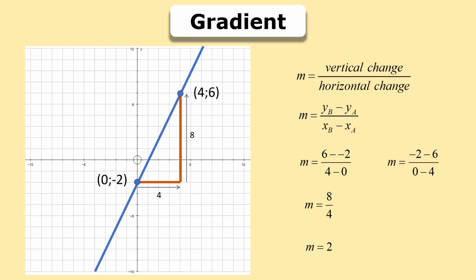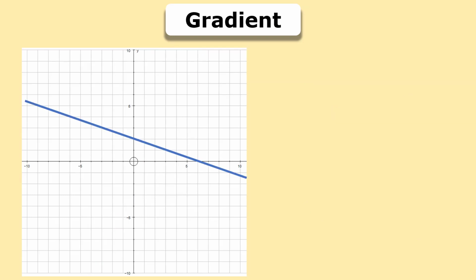Let's say you started with -2. That's fine. You can say -2 minus 6, but then you have to start with 0 minus 4. Let's see what happens. Our answer is still 2, a positive gradient. This is a negative gradient.